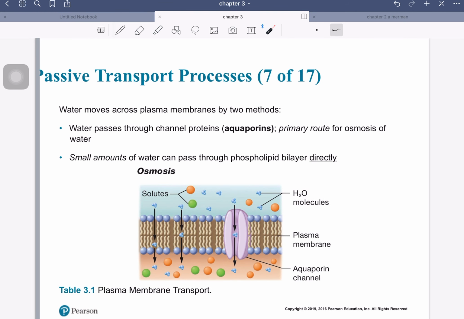So, how can water move across the plasma membrane? Well, there's two ways. Water can actually pass through these channel proteins, and here's a very important phrase: aquaporins. Aqua for water, porins for pores. And this is a primary route for osmosis of water when we're looking at membranes. But there's a second way. Small amounts of water can pass through the phospholipid bilayer directly.